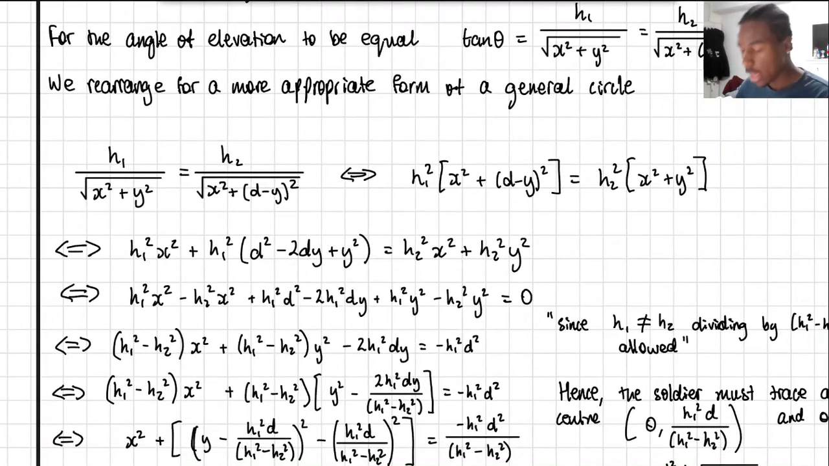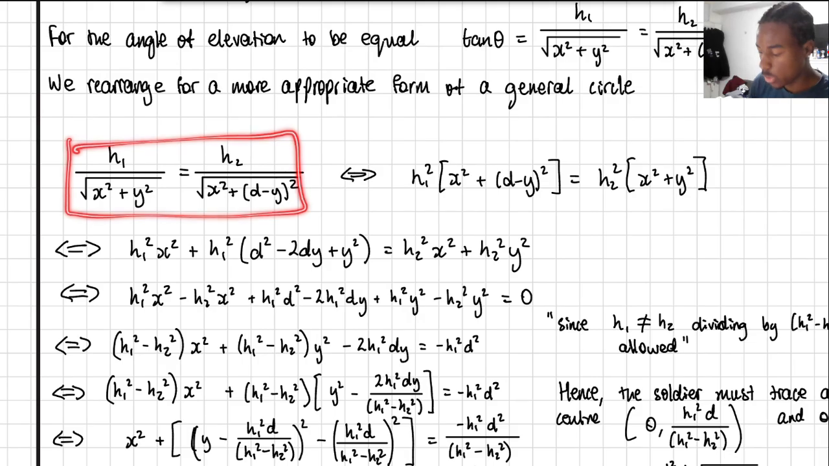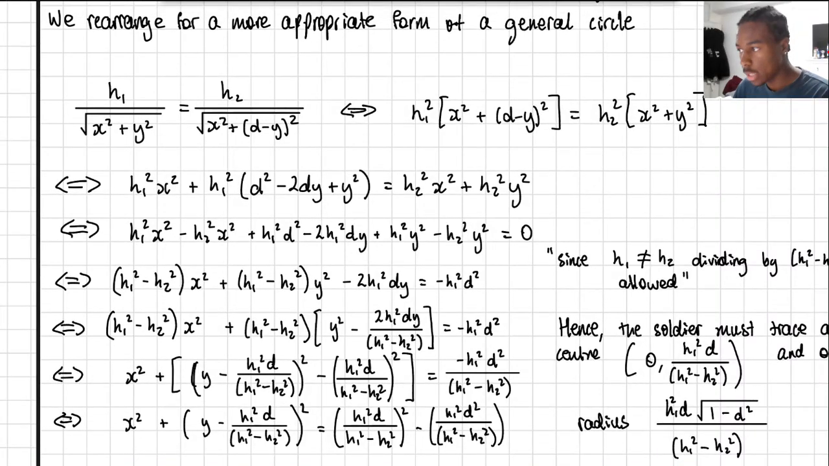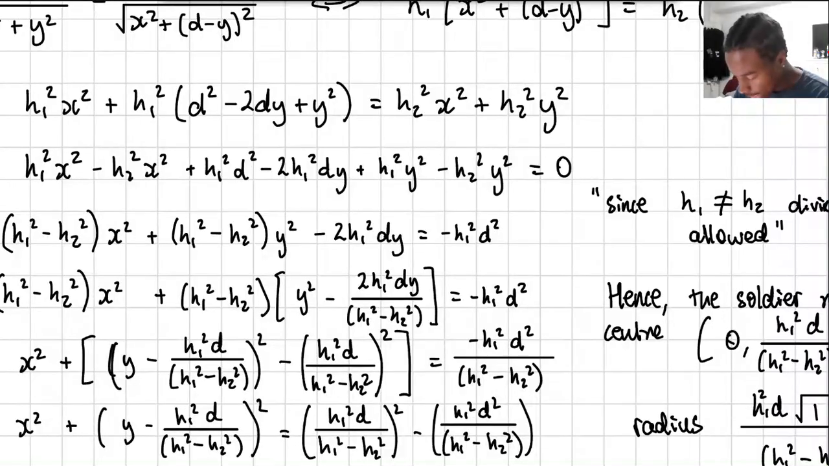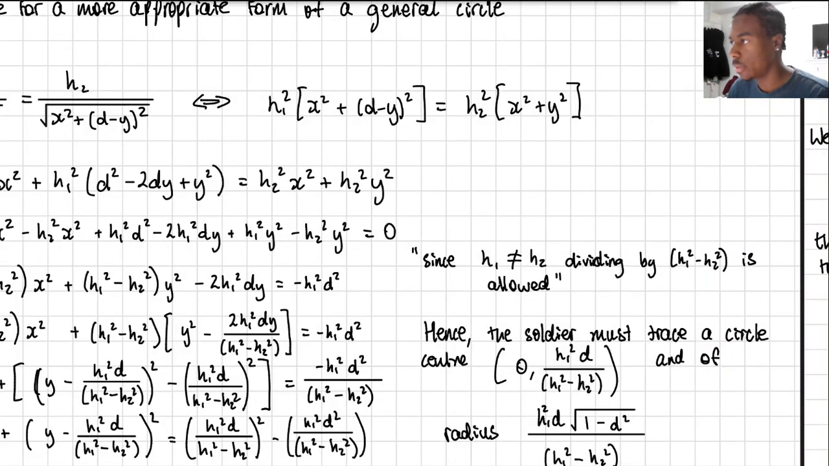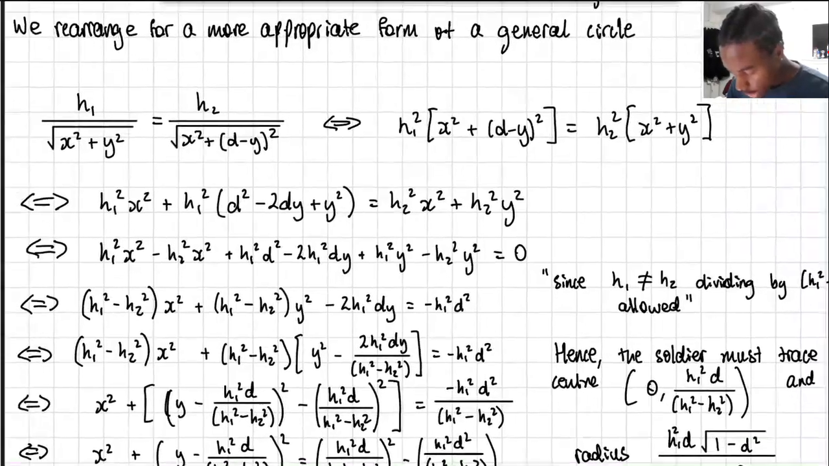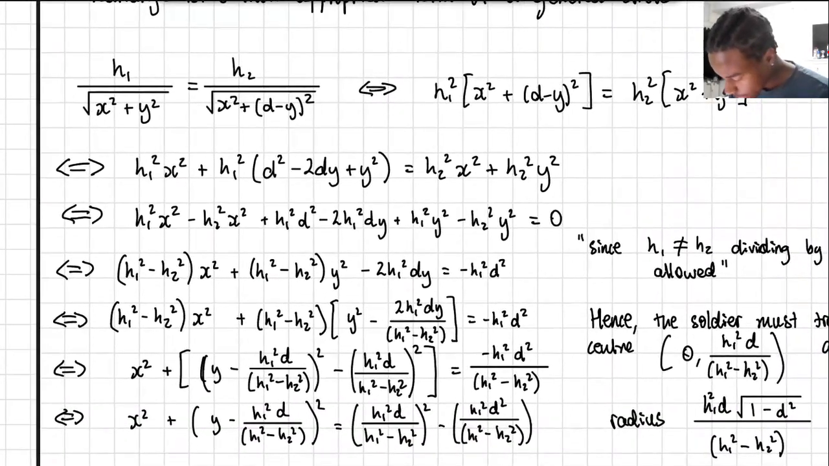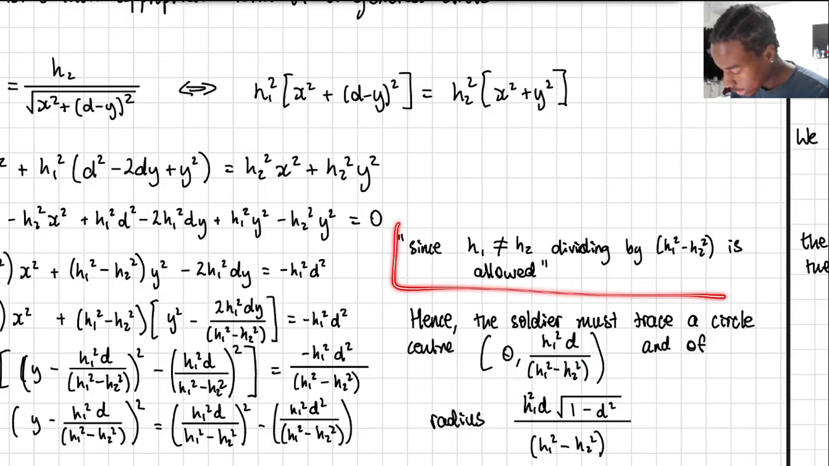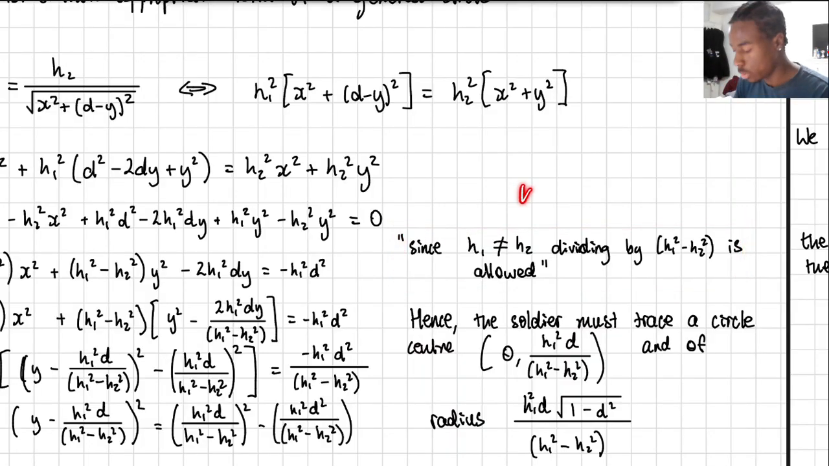So now we set the two of them equal to each other, and then now there's just a lot of algebra, but we can see that this actually does trace the path of a circle, okay? Now, I want to point out something crucial in the algebra here, because we're going to return to this equation. There is a part where I divide by h1 squared minus h2 squared, and that is allowed since the heights are different. Okay, so h1 does not equal h2.